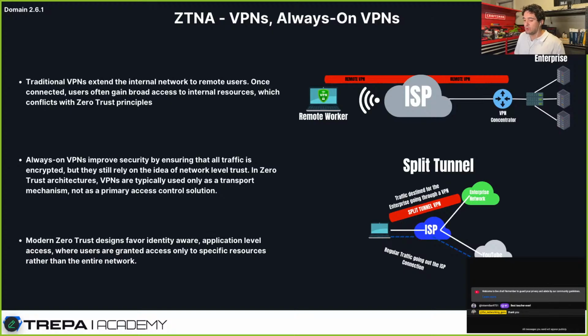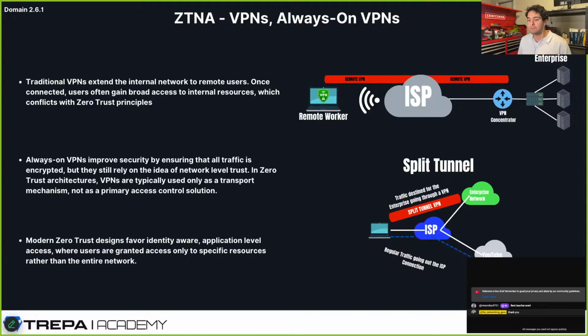A lot of times people, that same instructor I talk about a lot, John Savill, that does the Azure stuff on YouTube, he talks about how a lot of people deploy a VPN and they're like, Zero Trust. It's one component of it. And there are different ways to deploy VPN. It isn't one size fits all. There's always on VPNs, there's split tunnel, full tunnel, there's remote access VPNs, and there's site to site VPNs.